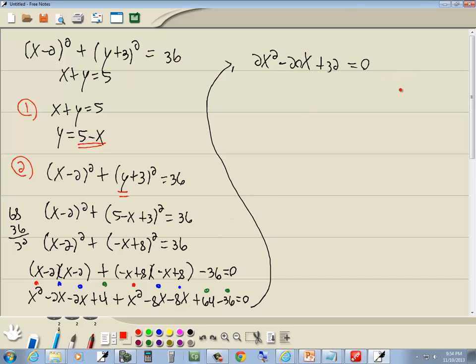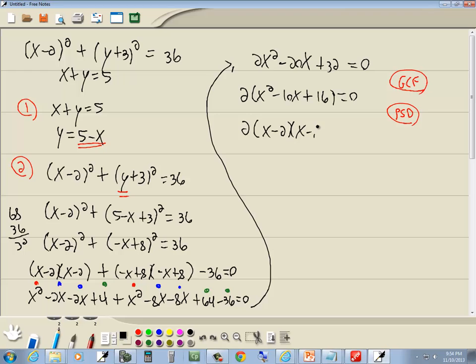Okay, now we're ready to factor. First thing I notice is right away they have a GCF. They're all divisible by 2, so I factor a 2 out. And that gives us x² − 10x + 16 = 0. Now looking at what's inside the parentheses, that's the PSD. We have x², no number in front of our x², so that factors as (x − 2)(x − 8).